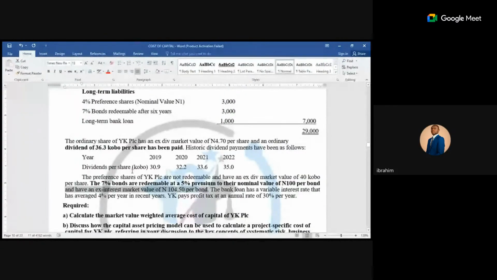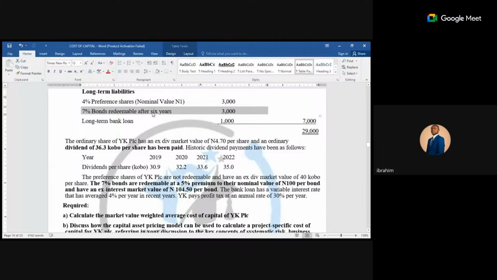Class, we've done the ordinary shares, analyzed the ordinary shares, the preference shares, right? Redeemable bond. So if you want to determine the cost of the redeemable bond, what are we going to use, class? IRR, internal rate of return. Now, the next story, we are done with this bond.